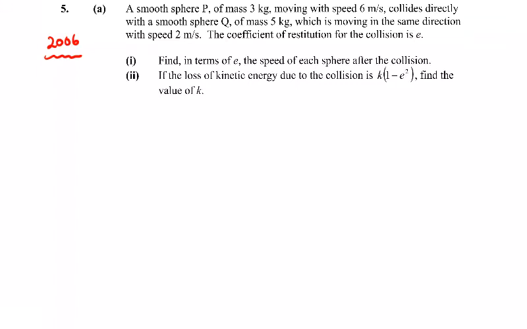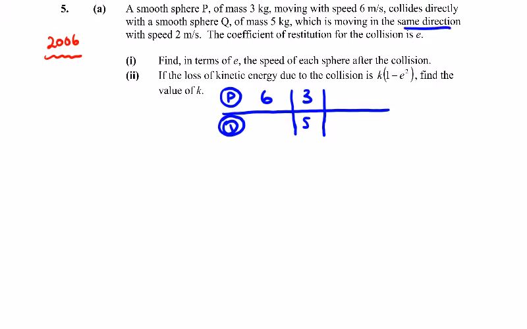This is the 2006 Impacts and Collision question. A smooth sphere P of mass 3 kilos. You know these, you're going to set up a little table. So the next one's going to be Q, has a mass of 5, moving with speed 6 for P. And then is the direction the same or is it the opposite direction? Collides directly with smooth sphere Q, moving in same direction, speed 2. So the only change really is whether they're at rest or moving in the same or opposite direction. E is equal to E, and we let our speeds after equal to P and Q.